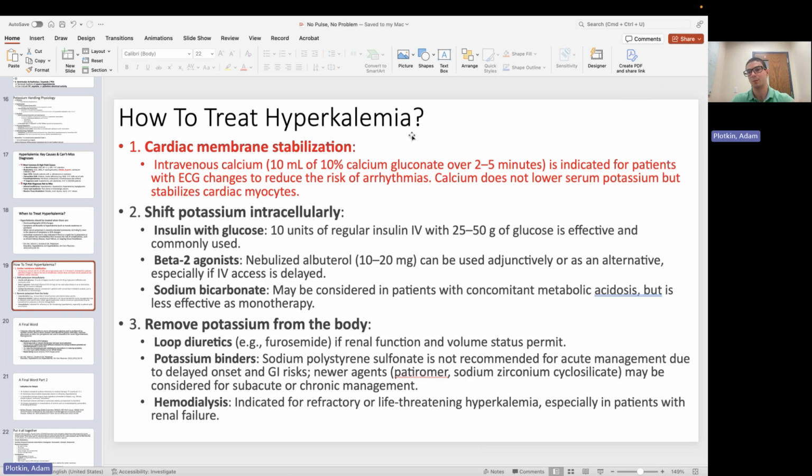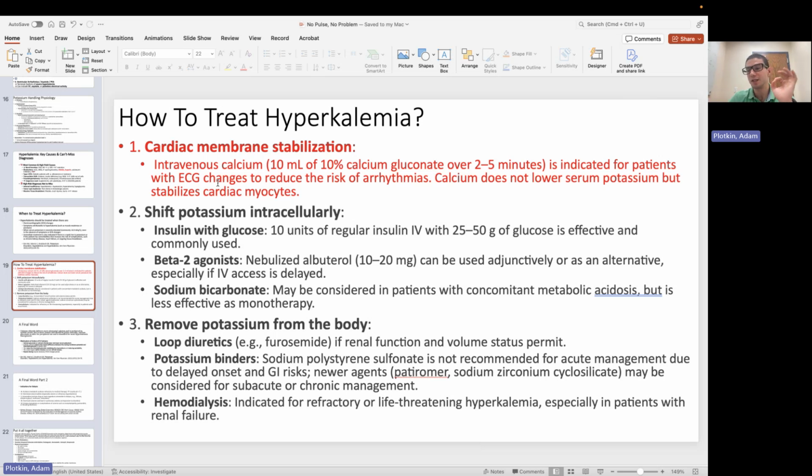This might be the most important slide in the entire PowerPoint, right? Because this answers our question that we were asking, and it's going to answer the question that they're going to ask you on your USMLE Step 2 exam. So first things first, we always do cardiac membrane stabilization, okay? That's with either intravenous calcium gluconate or intravenous calcium chloride, okay? This is going to stabilize the cardiac membrane because when we have super high hyperkalemia, it causes the threshold potential to lower. By giving calcium, it's going to bring our threshold potential back to normal and hopefully prevent us from getting into an arrhythmia like VFib.